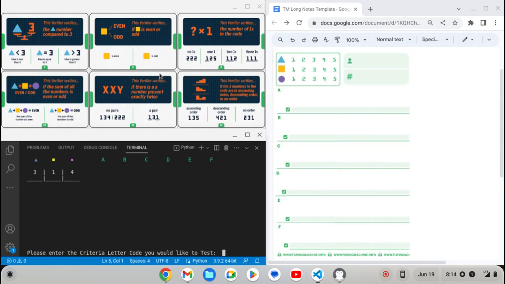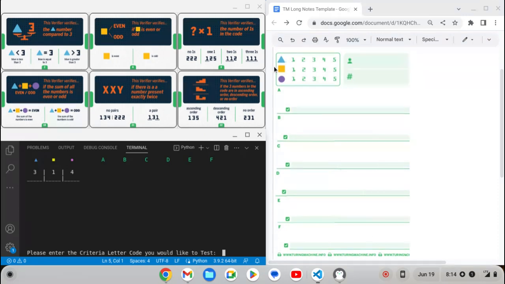So on the grid above, we've got our 6 criteria cards. On the top row, we've got criteria card A, criteria card B, and criteria card C. On the bottom row, we've got criteria card D, criteria card E, and finally criteria card F. Criteria card A looks at that first digit, the triangle digit, and compares that to the number 3. So should the triangle value be less than 3? Should it be equal to 3? Or should it be greater than 3?